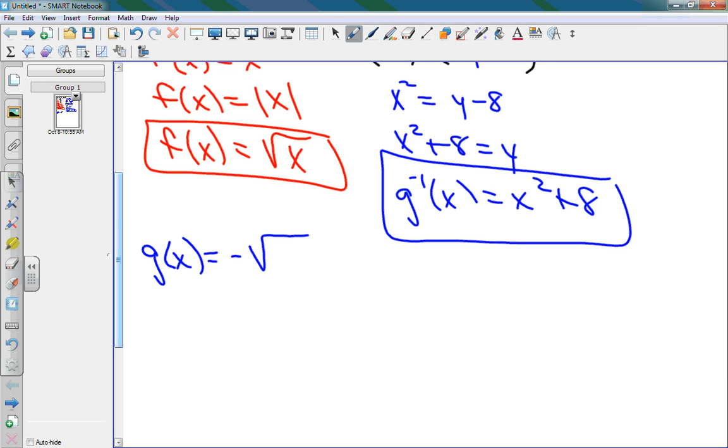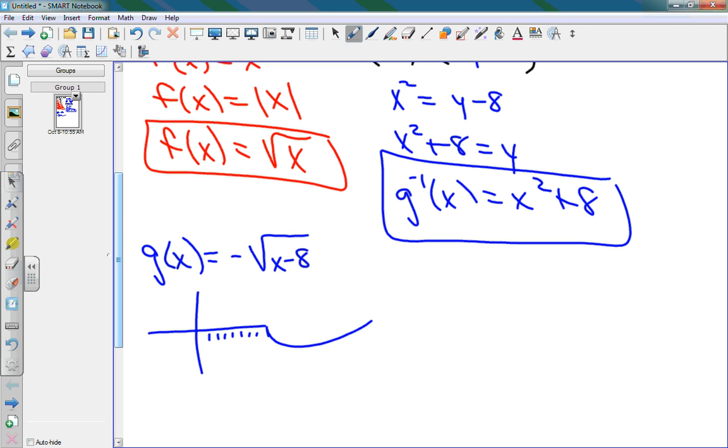Now, what I want you to understand here is if I have g of x equal to negative the square root of x minus 8, what happens to that graph? It's reflected down over the x-axis, and it's shifted which direction? To the right 8. So what I have looking like here is going to be 1, 2, 3, 4, 5, 6, 7, 8, and it's going to be reflected. It does normally look like this, so it's going to look like that. Do we see that? Yes or no?